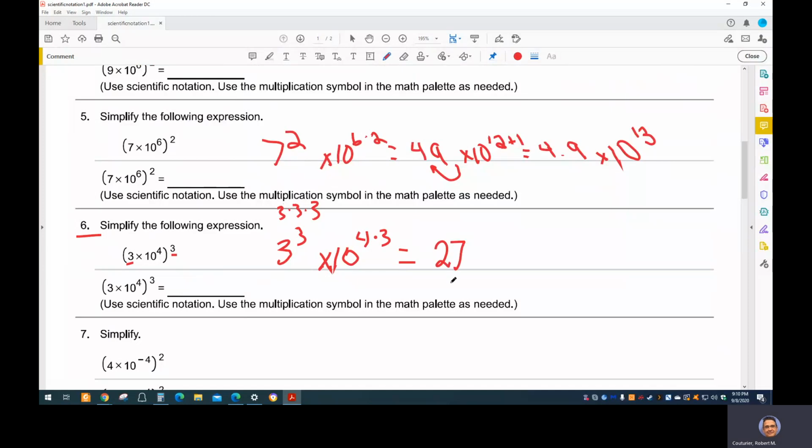I can already tell you this is not in proper scientific notation. It's bigger than 1. Can't have that. Bigger than the ones place. We can't exceed 9, and we most certainly did. So because of that, we have to move this decimal spot 1 spot to the left. Left means we add. So 2.7 times 10 to the 13th power. And this is the final answer here.